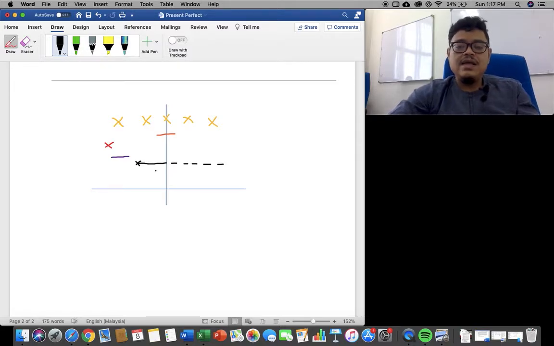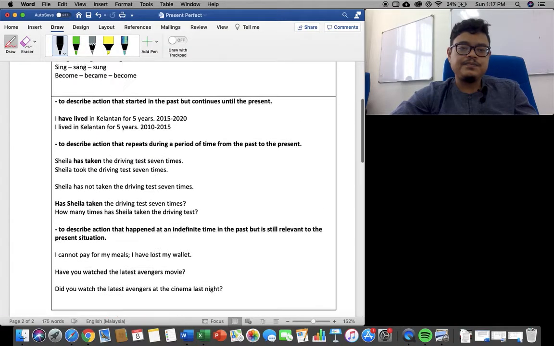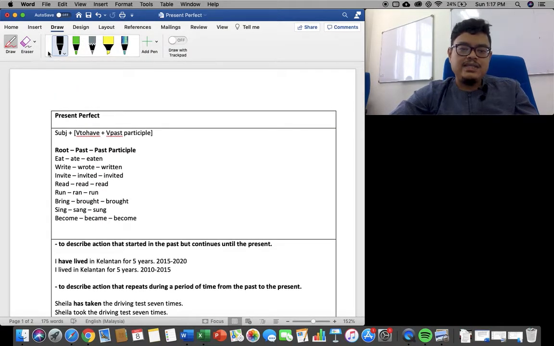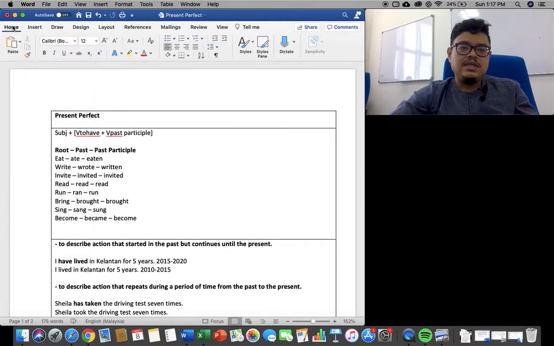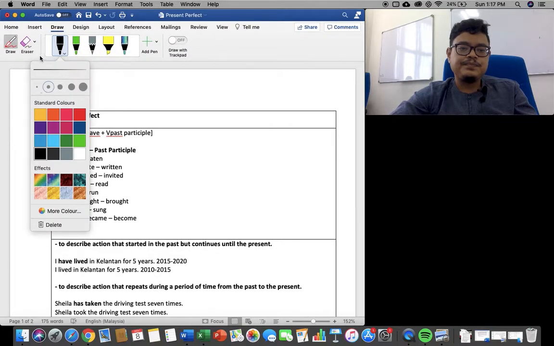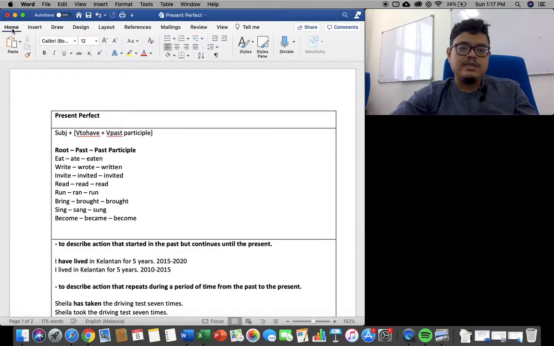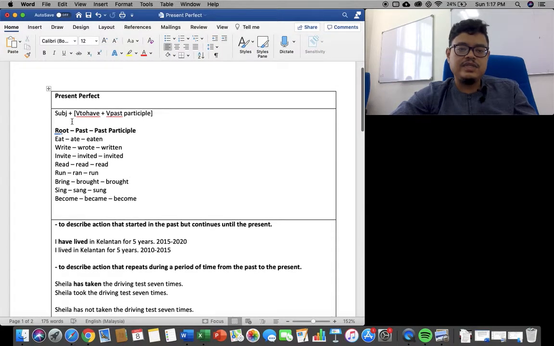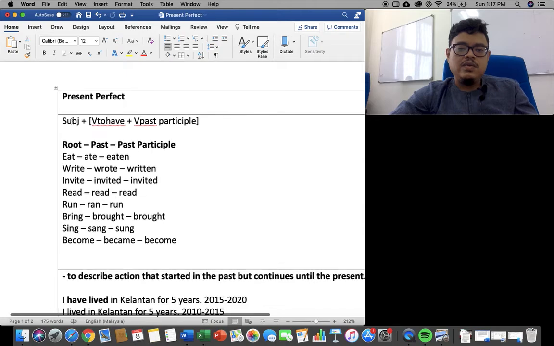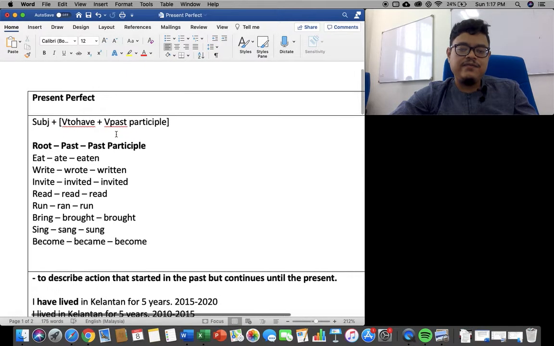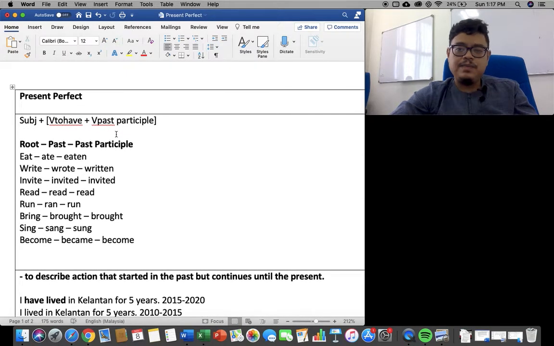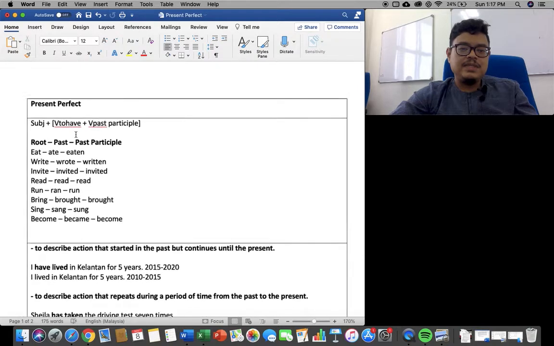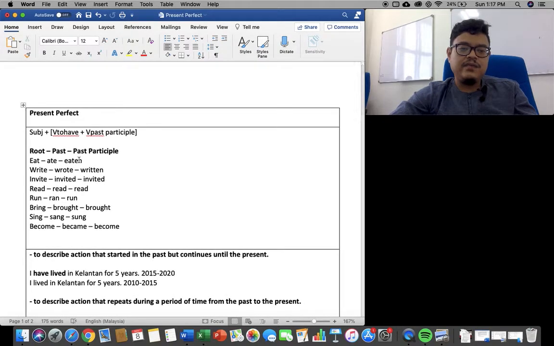Before we do that, let us look at the structure. How to write the present perfect. To write it, this is the structure that you have to be familiar with. Right. Here, this is the structure. You have to add the verb to have plus past participle. Now the past participle of the verb, right?